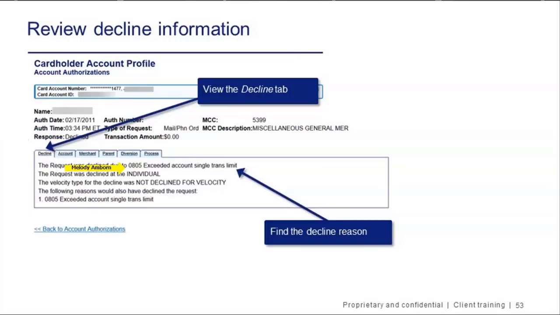It will give you the merchant category code here so that if you want to, you can go into their card account and open it up. Or on this one, it exceeded the single transaction limit, so then you could go in and you could increase the single transaction limit for that card.